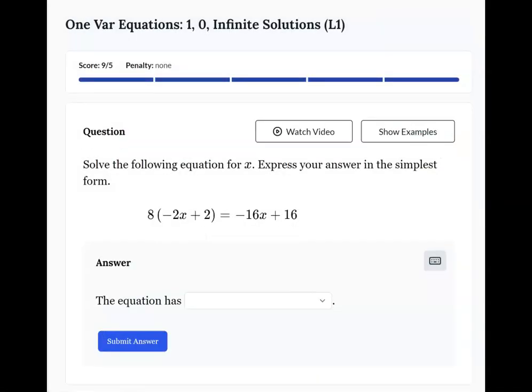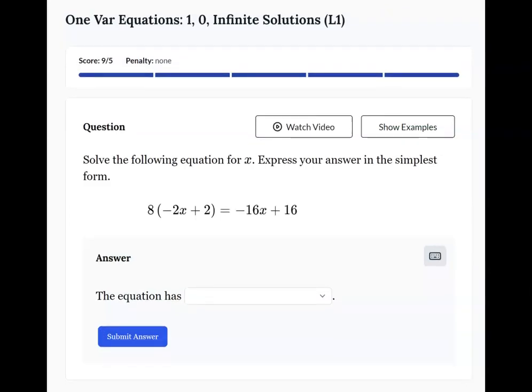Let's take a look at another question. Again, the first thing you need to do is always to clear the parentheses. So I'm going to distribute here on the left and get negative 16x. Distribute again and get plus 16. The right side of my equation needs nothing to be simplified.